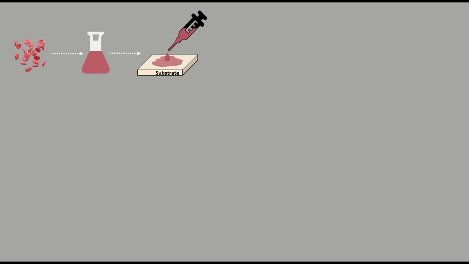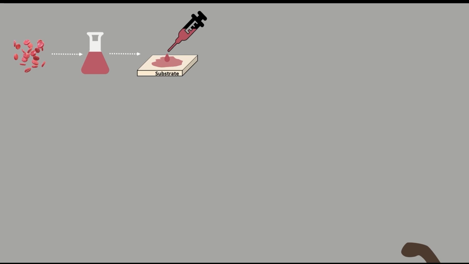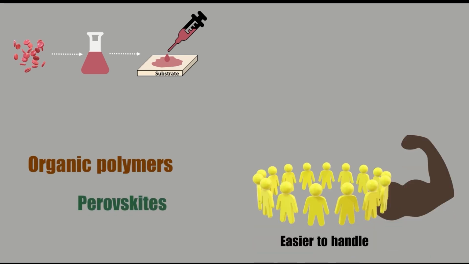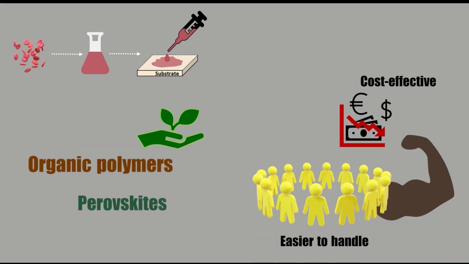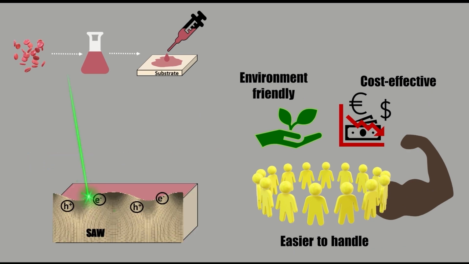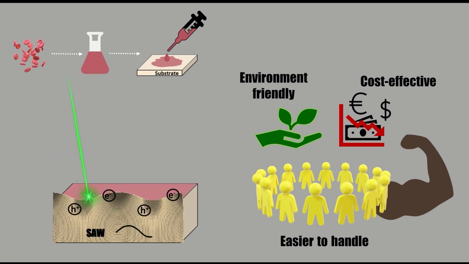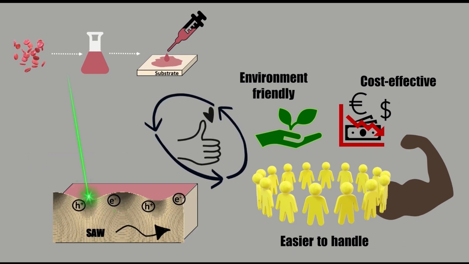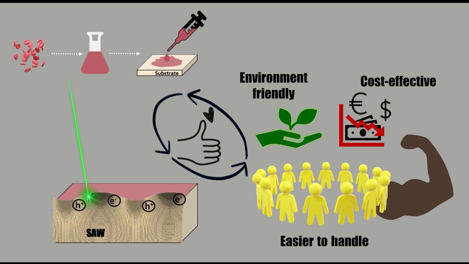So these materials, like the organic polymers and perovskites, are easier to handle, cost-effective, and environment-friendly. And with surface acoustic waves, we can potentially improve the transport efficiency and come up with new interesting functionality.